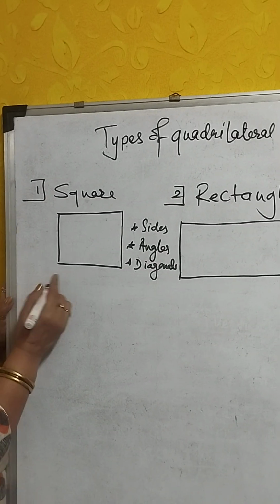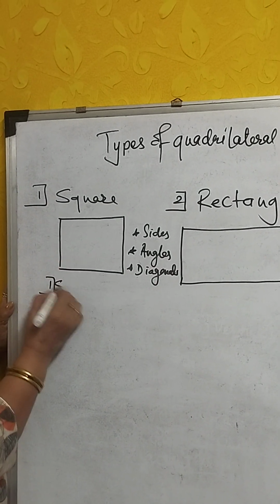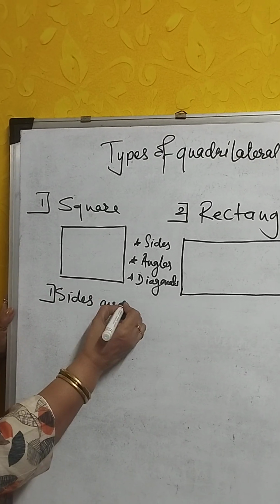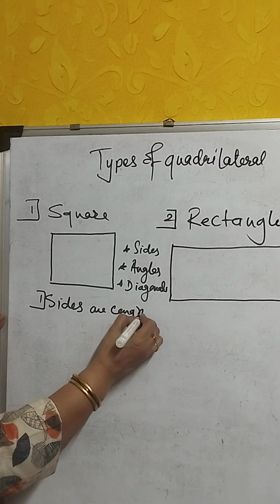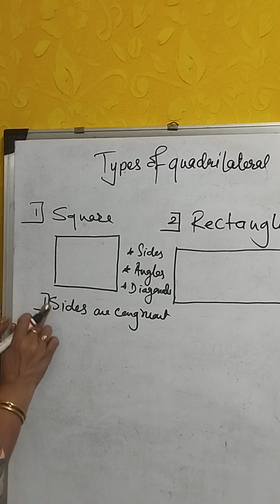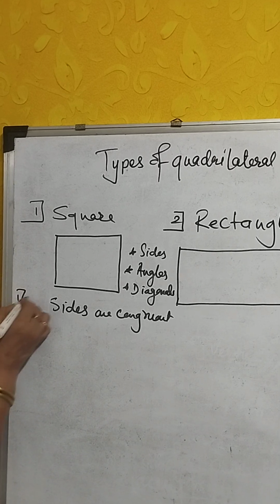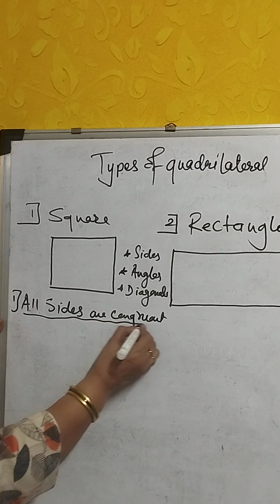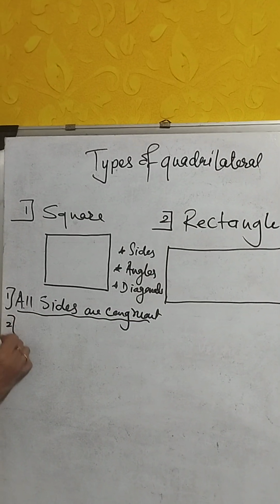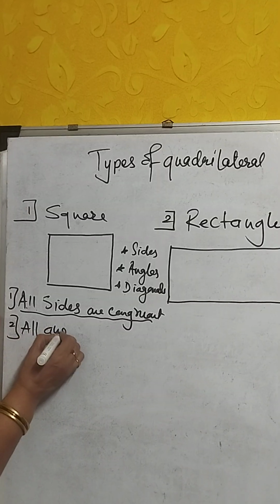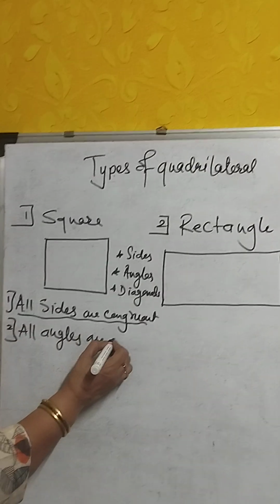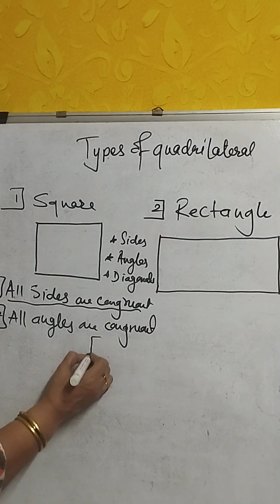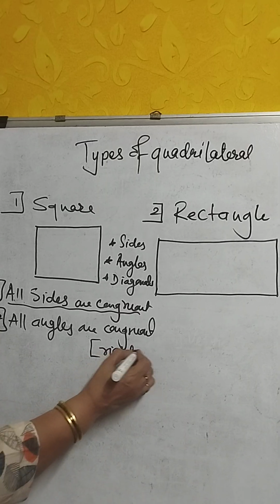How? Here, see, first one. Sides of square are congruent with each other. All sides of square are congruent with each other. What is the second property? All angles of the square are congruent with each other, means they are of 90 degree. In bracket, they all are right angles.